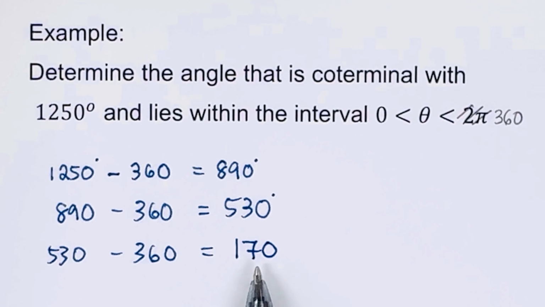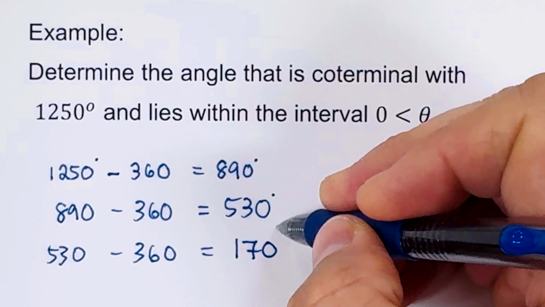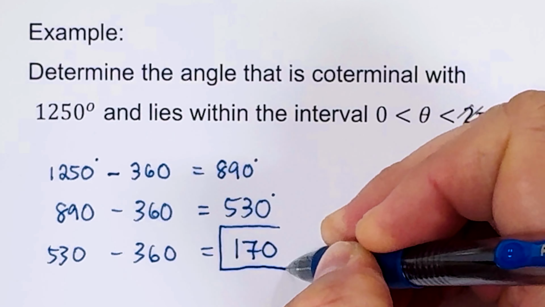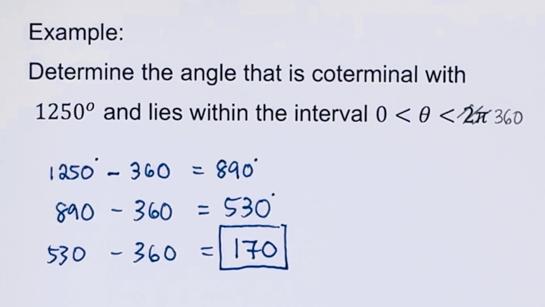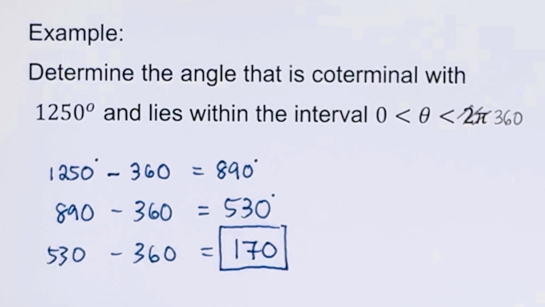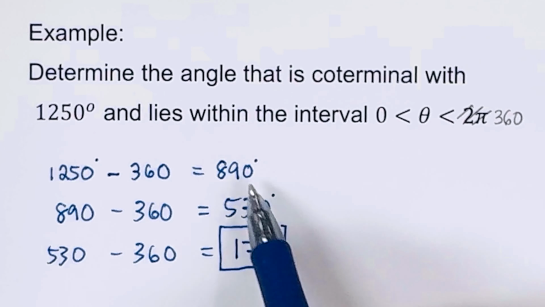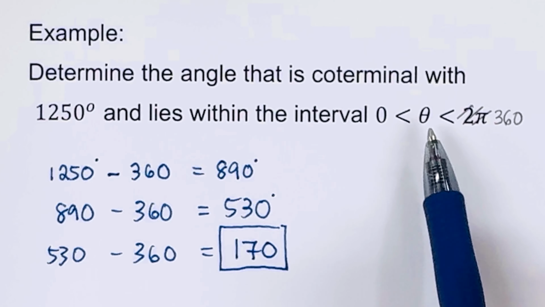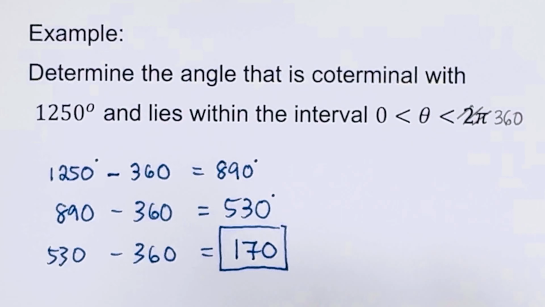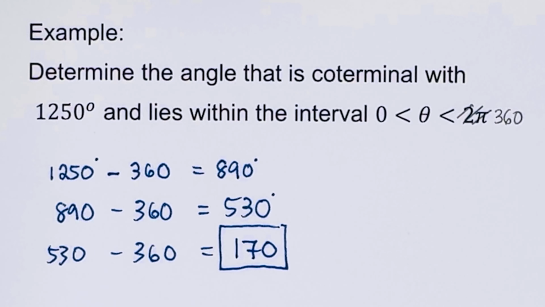And notice that 170 is within this interval 0 to 360. So this is the coterminal for this 1,250 angle that's within this range. Although both of these are still coterminal, we had a restriction that it should be greater than 0, less than 360. Now let's have another example.